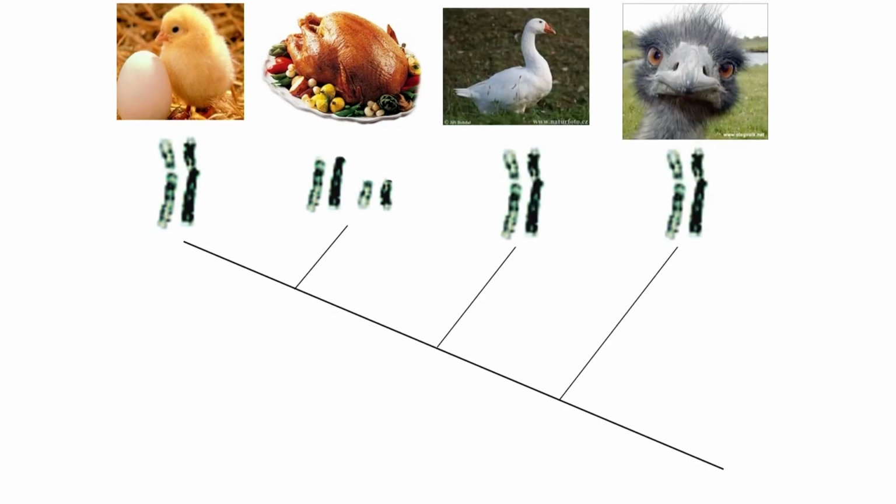Chicken, turkey, chromosome 2. Okay? Right, same thing, yeah? Well, actually no, because if you look at a goose or an emu, you see that they have the pattern that's similar to the chicken. So in this case, it's a fission.